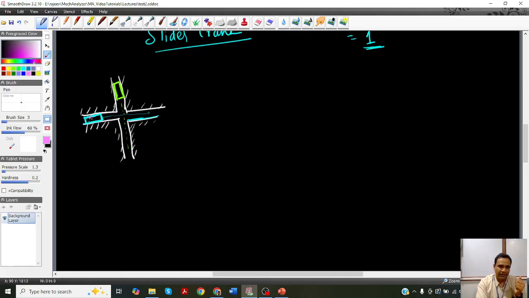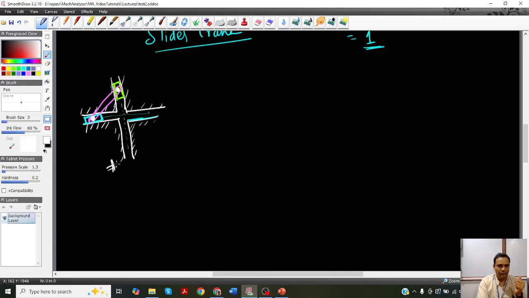Now, imagine I have a link that connects them in this manner. Okay, so I'll start giving some joints. So there is a revolute joint here, and there's another revolute joint here. So now let's do the labeling. Again, labeling is very important.